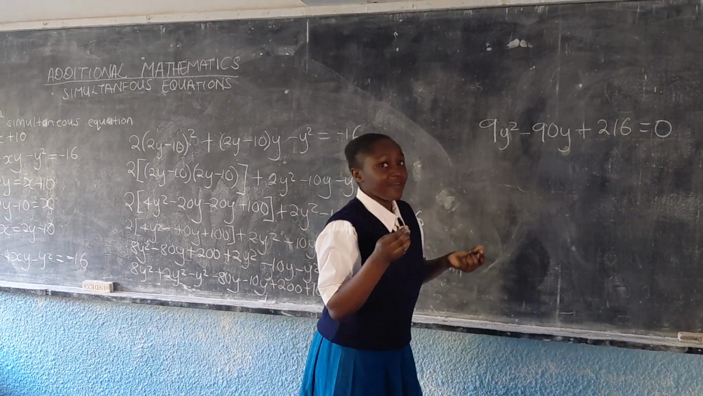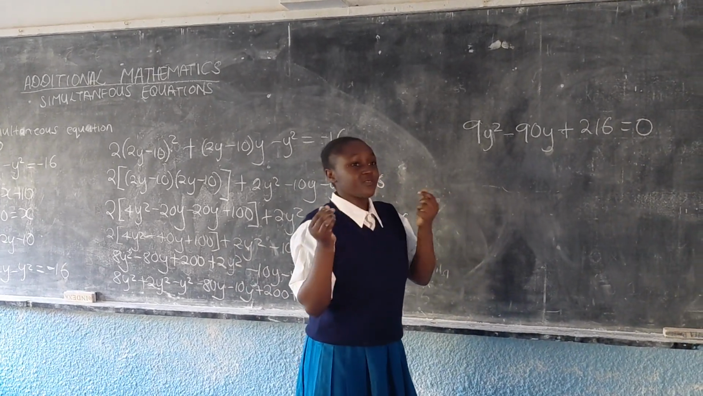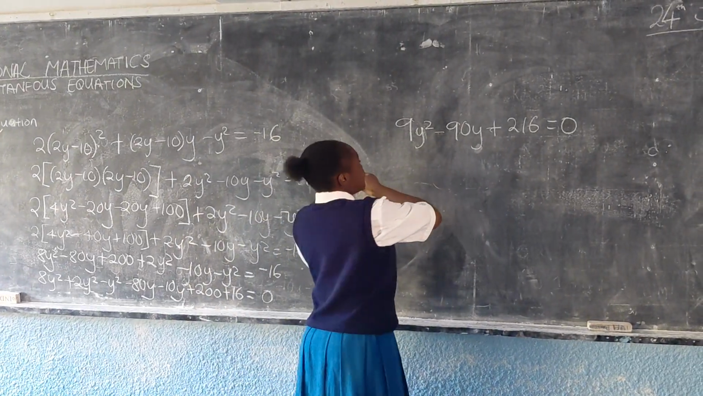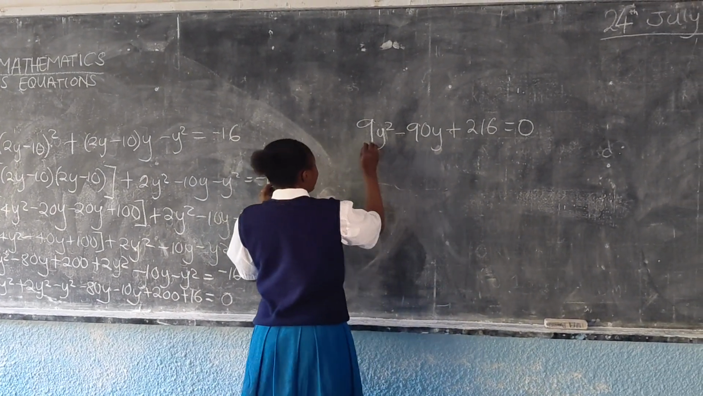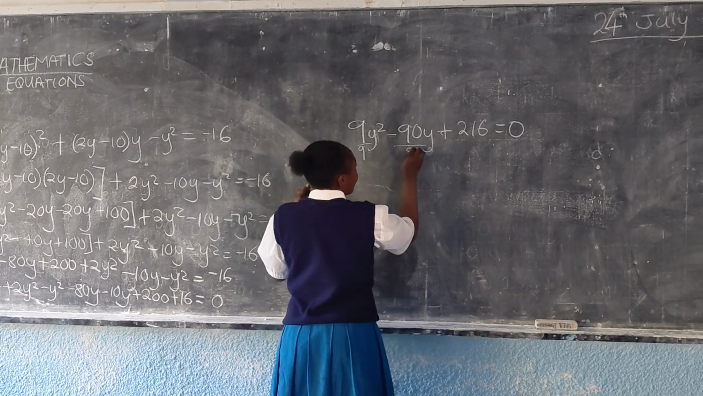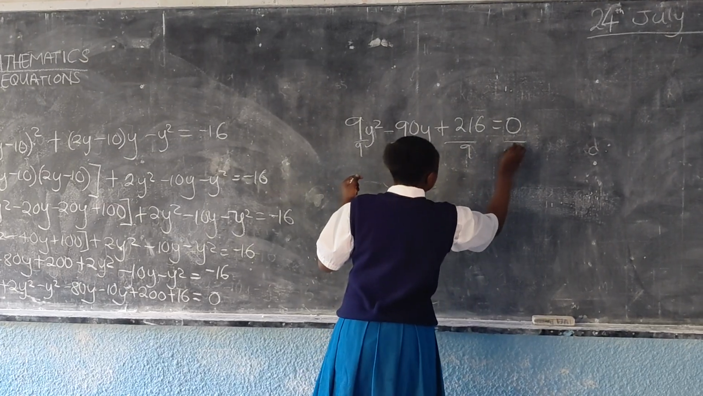At this point, we have the quadratic equation, but we can't solve it yet because we have to simplify it. We'll do that by dividing each part by 9, including the 0.